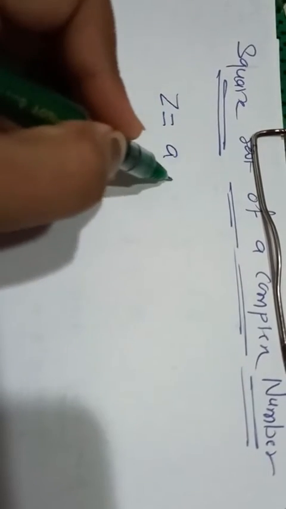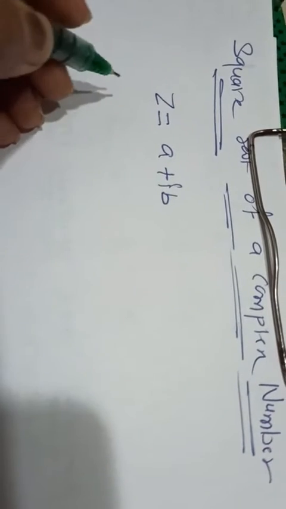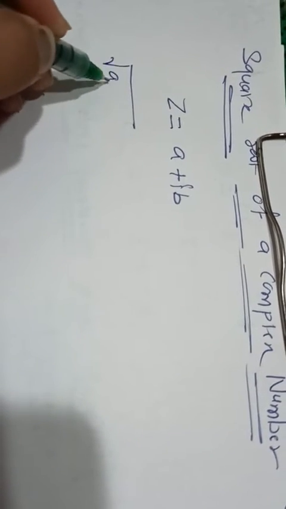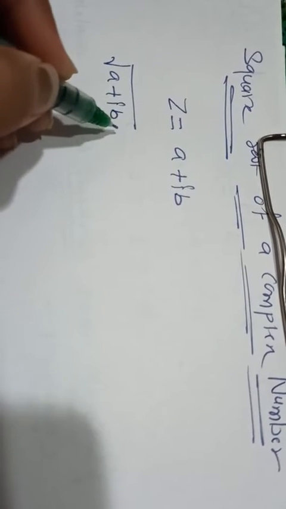So next we have square root of a complex number. How do we find square root of a complex number? So first we have an algorithm for this. Let's see what that is. Suppose I have a complex number z which is equal to a plus iota b. I have to find square root of this. So I have to find the value of root of a plus iota b.